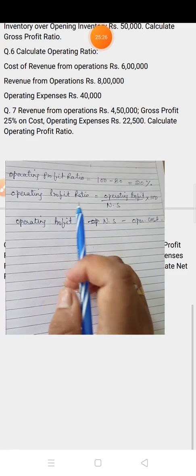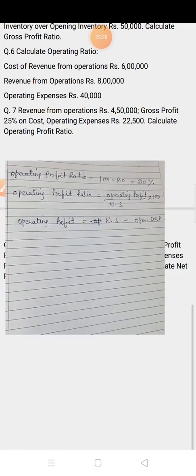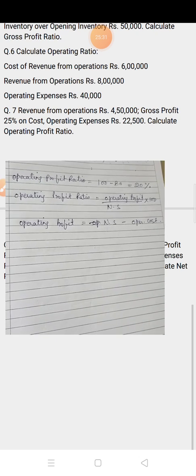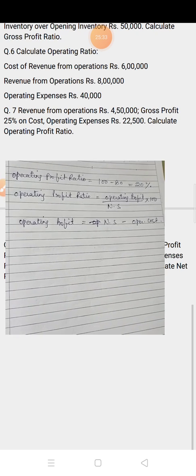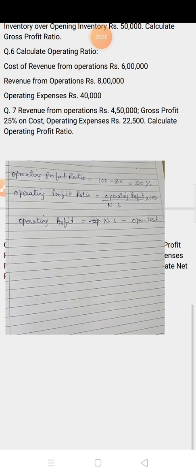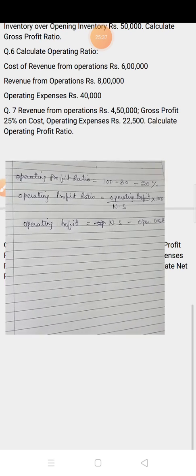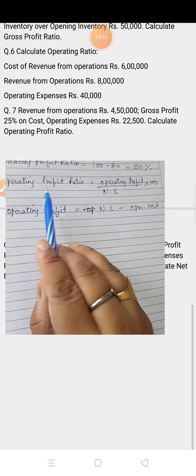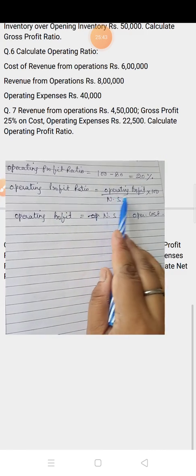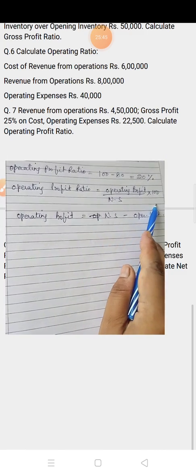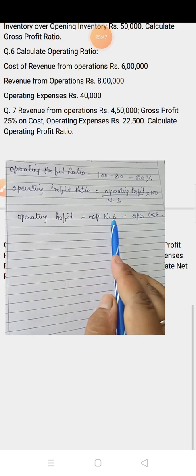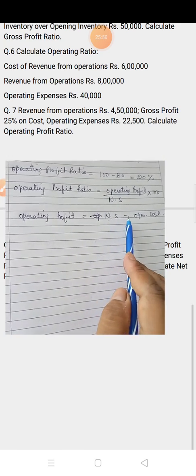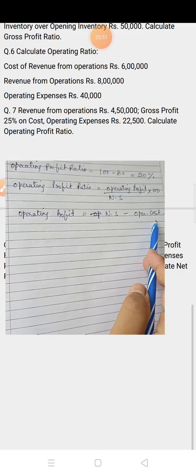Now next children, question number 7. Question number 7 is revenue from operation 4,50,000, gross profit 25% on cost, operating expenses 22,500. You have to calculate operating profit ratio. So operating profit ratio formula is operating profit upon net sale into 100, and operating profit you have to calculate net sale minus operating cost.